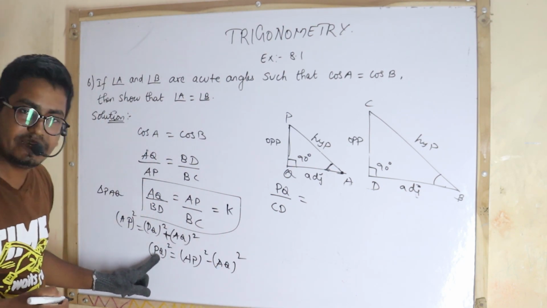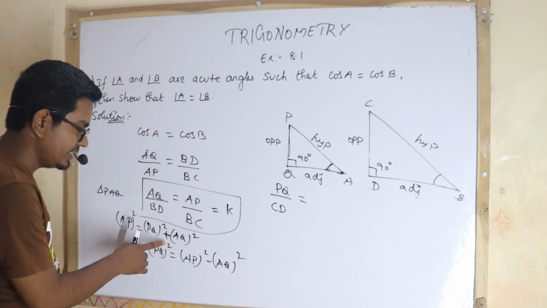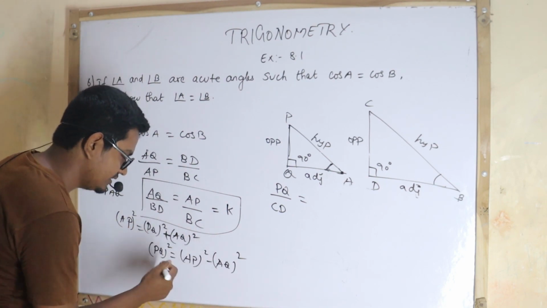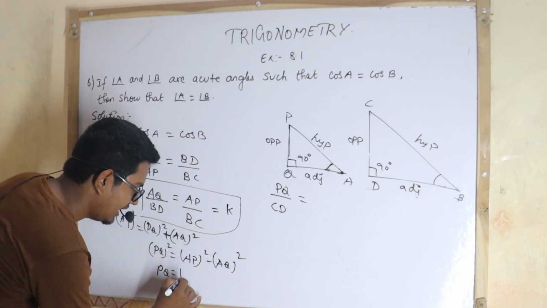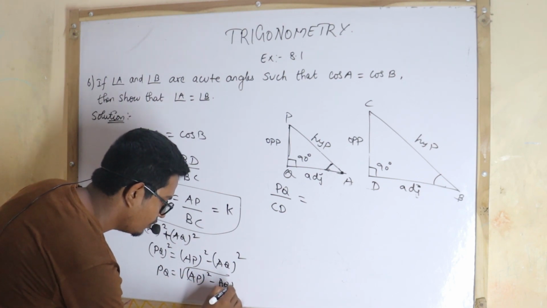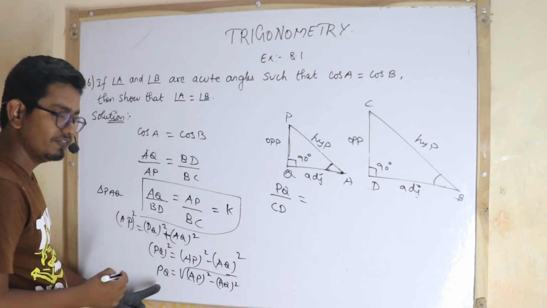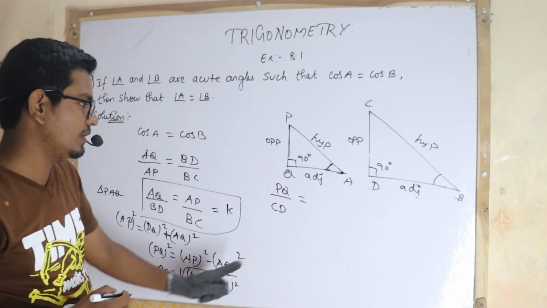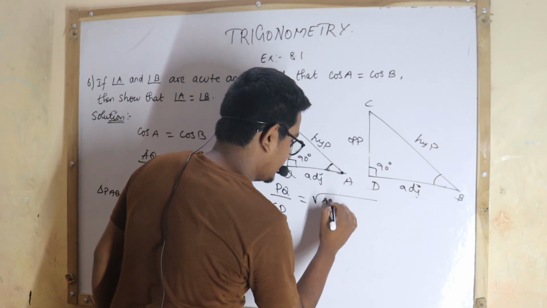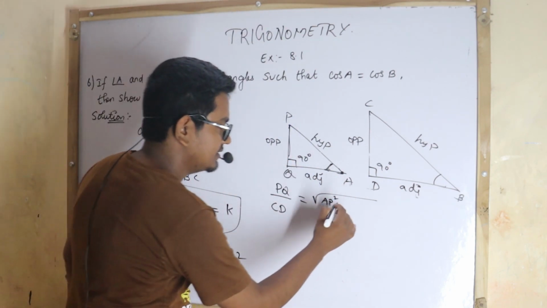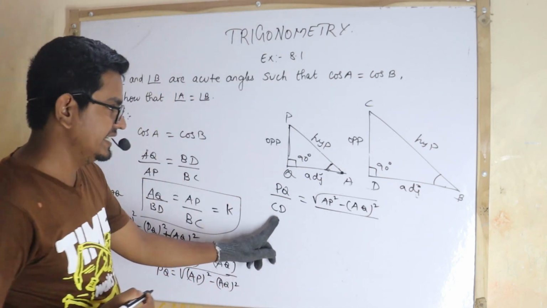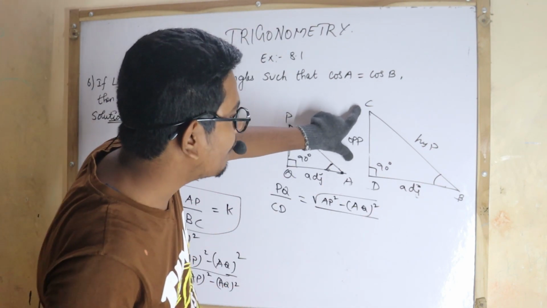As you can see, it is PQ whole square. When this square goes to the right hand side, it will become a root. Therefore PQ is equal to under root over AP whole square minus AQ whole square. Right, so it is the value for the PQ. I am going to put this value here. PQ upon CD is equal to under root over AP square minus AQ square upon CD. As you can see here, CD is the opposite side.